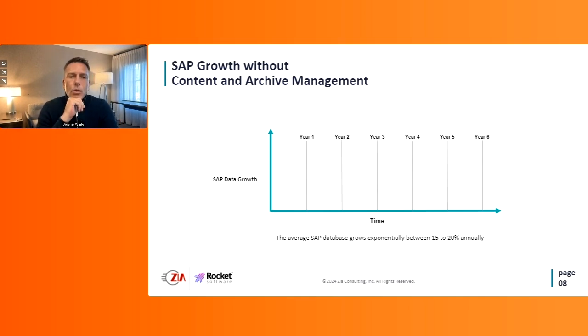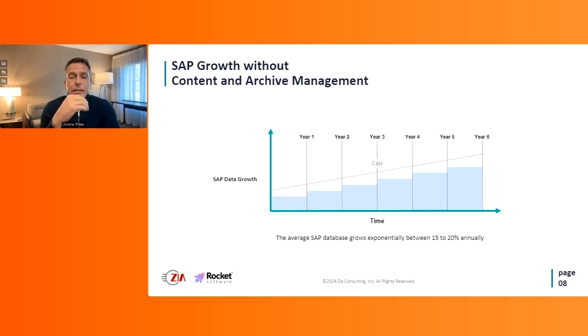This is what SAP growth looks like without having a content archive and management strategy. And what you'll see as this builds out is, SAP typically identifies, and ASUG and various consultancies talk about how the typical growth with SAP is somewhere between 15 and 20% a year. It's actually happening exponentially. So this should really be a hockey stick chart, but it didn't look as good. So that's the reality. I wanted a better looking chart. But what you would really see is typically exponential growth.